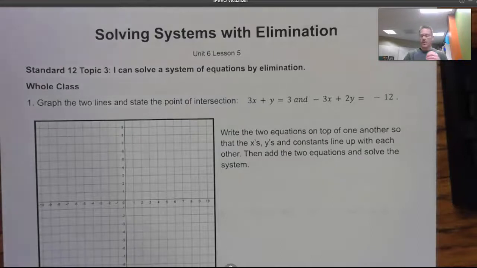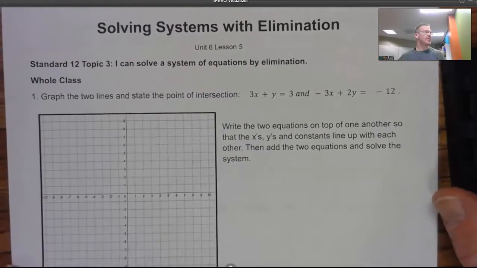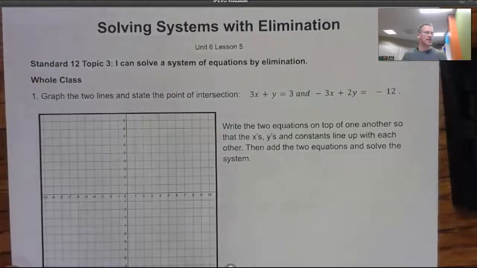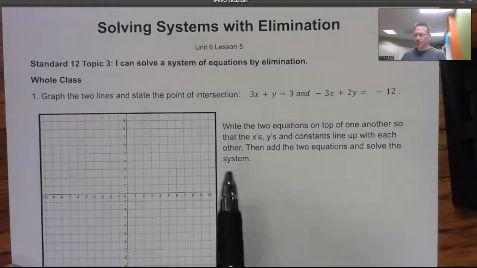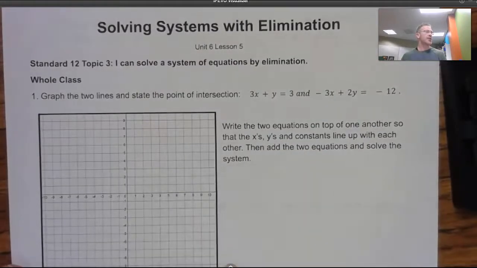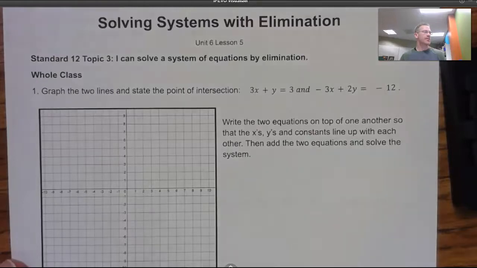So now, we don't have a typical opener for this, but I am going to have you do a little bit of a review here. So you can see we're doing systems with something called elimination, and that's topic 3 in standard 12. Here's what I want you to do. I want you to graph these two lines as the opener, and find where they intersect, and then I'll show you how elimination works with those two equations. So go ahead, pause the video, do that, and I will see you in just a moment.